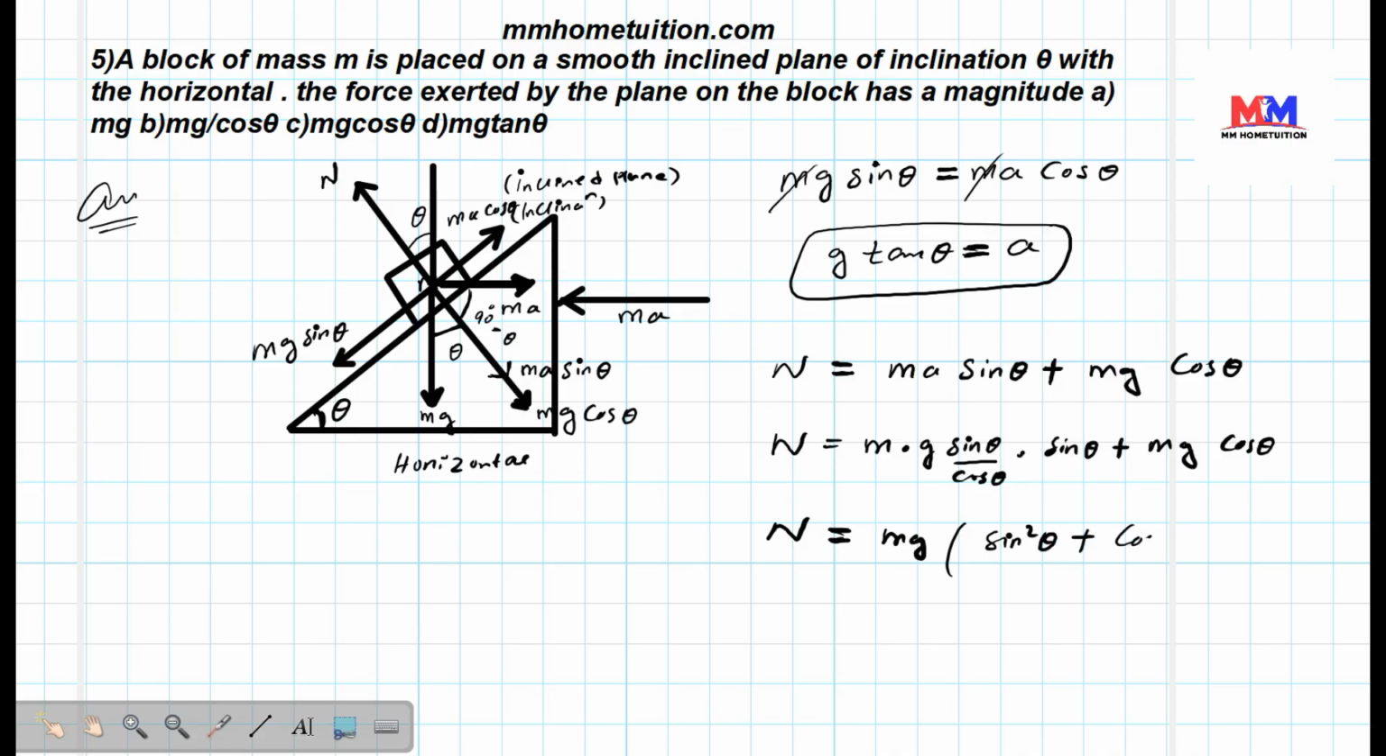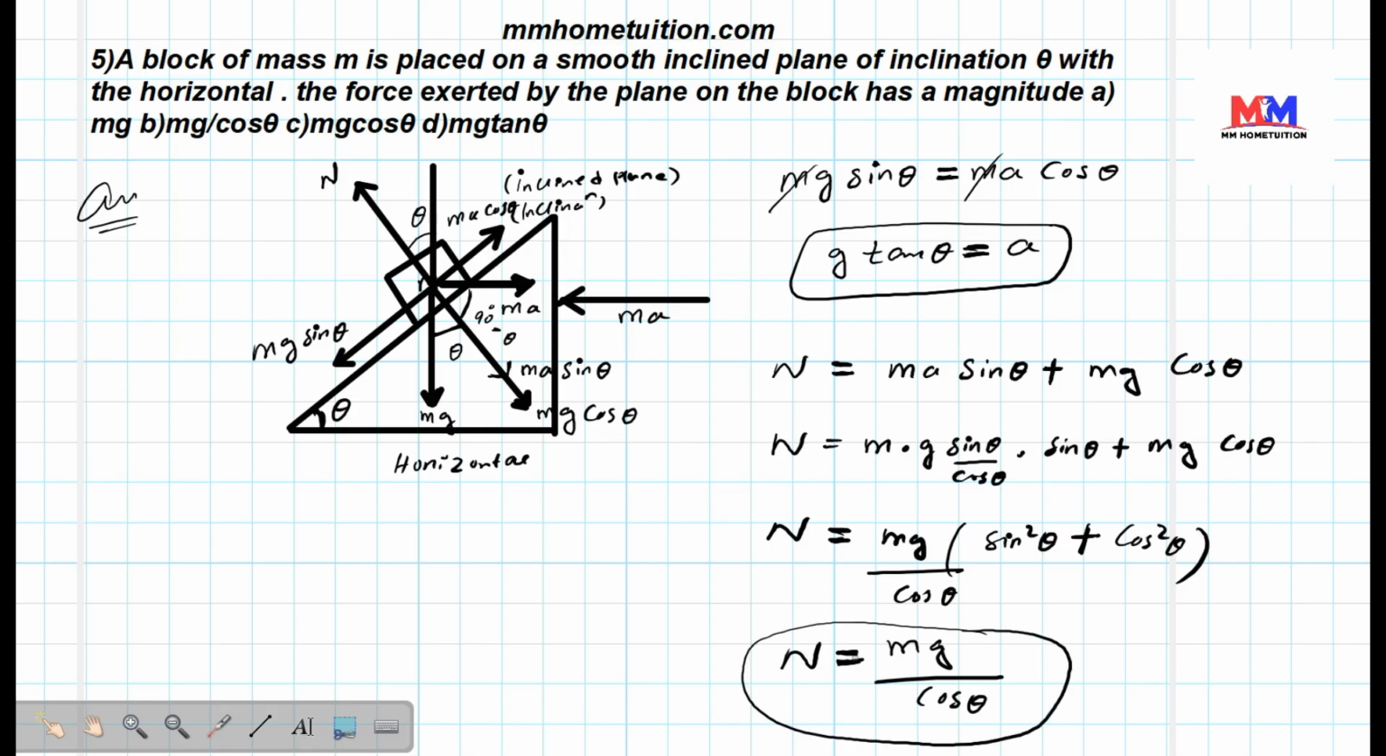N equals how much? sin square theta plus cos square theta is 1. So N equals mg divided by cos theta. So that is the value of N.